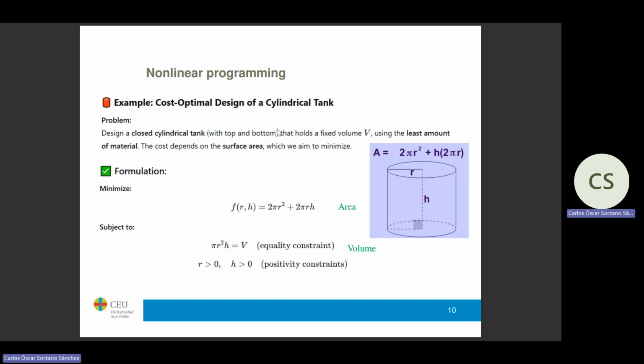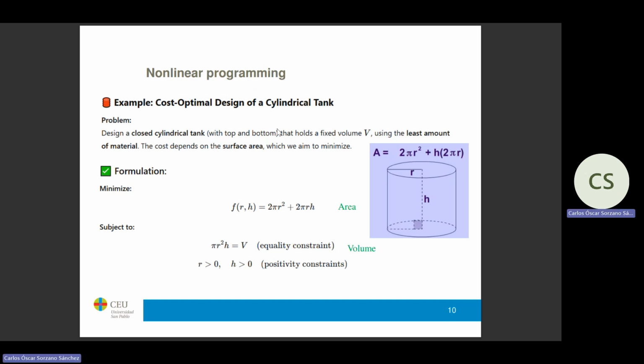But there is some constraint. The constraints are that they have to hold a given volume. So the volume of the whole thing has to be something given. The volume, πR²H, must be equal to V. And then R and H have to be positive. Otherwise, they don't make sense. You cannot construct that tank.